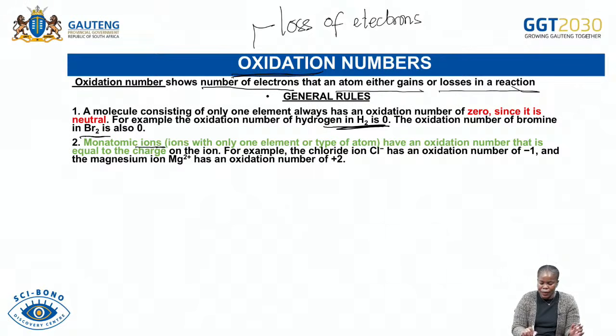Let's give an example. We've got Cl minus. Because it has a charge of minus, the oxidation number for this atom is going to be -1. Why is it -1? Because there is just one negative at the top; it has a charge of negative 1. If it was 2 minus, it would have had an oxidation number of -2.